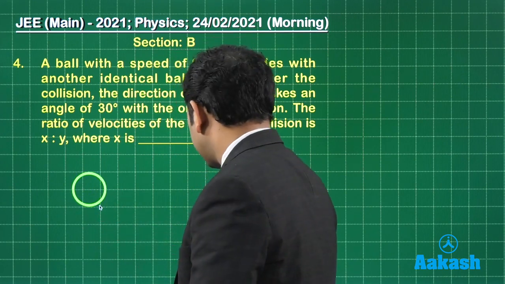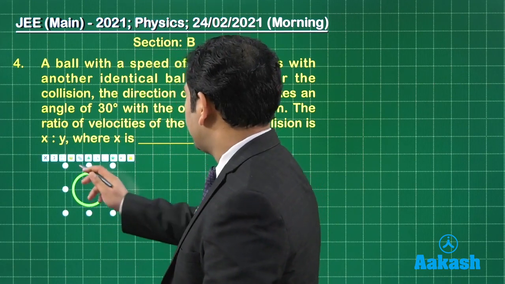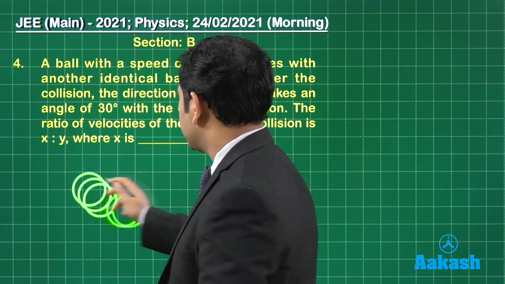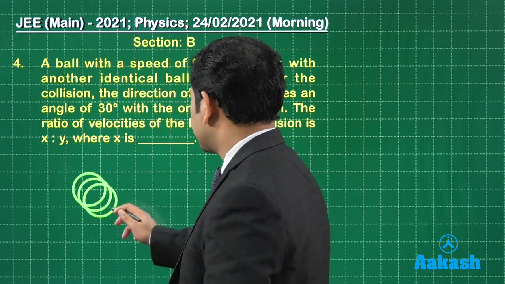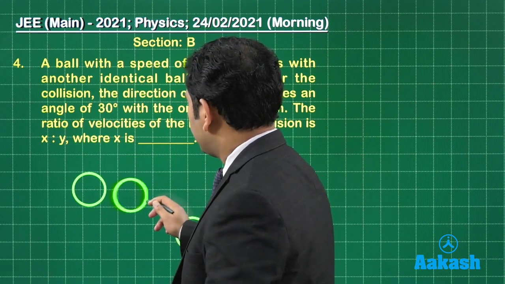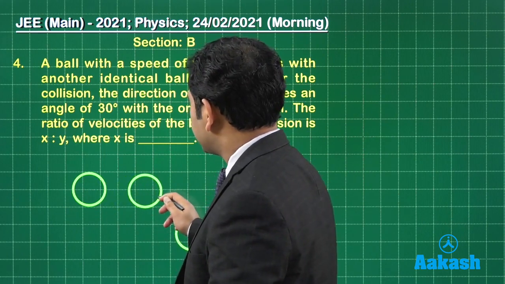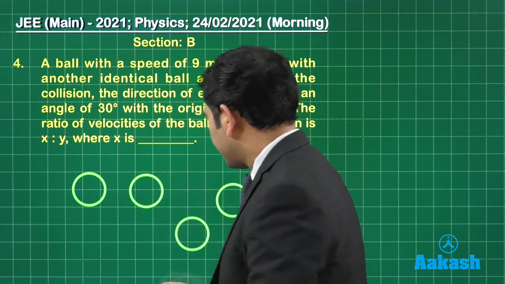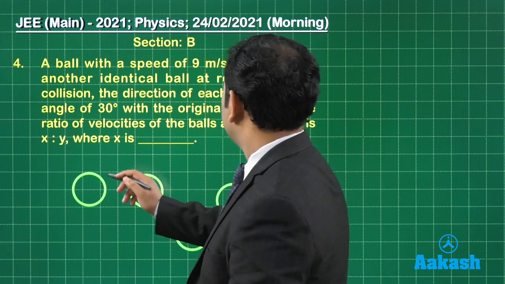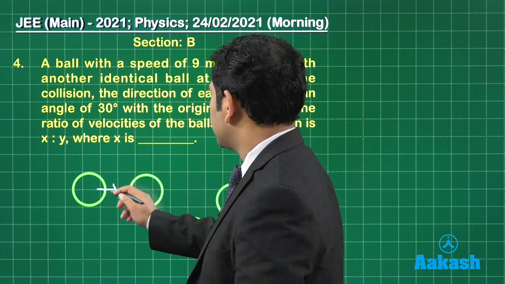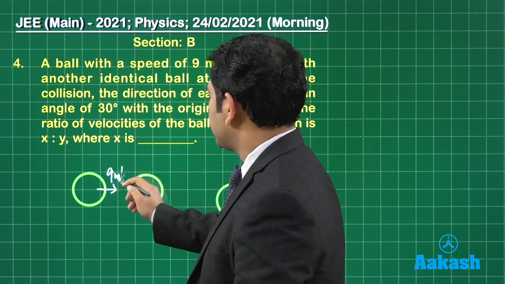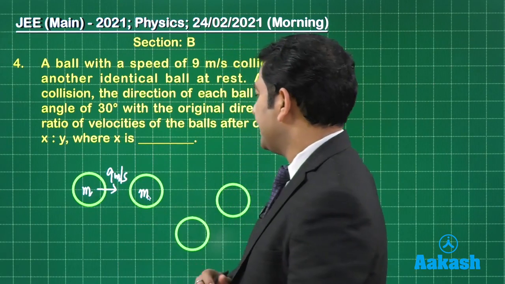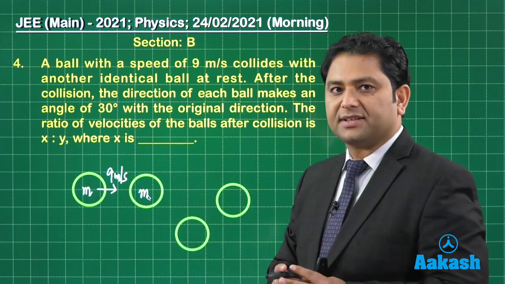So here is that ball, and there's another ball, and let's try to see what happens step by step. Now the first ball comes and hits the second ball, and the second ball is initially at rest. So here is this one coming with a speed of 9 meters per second. There is a mass m, identical, this is m, and they are at rest.